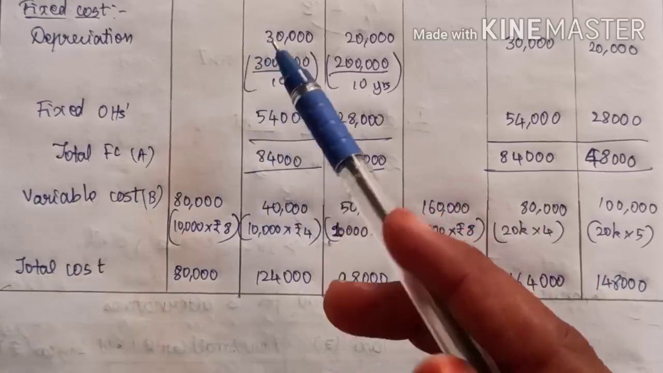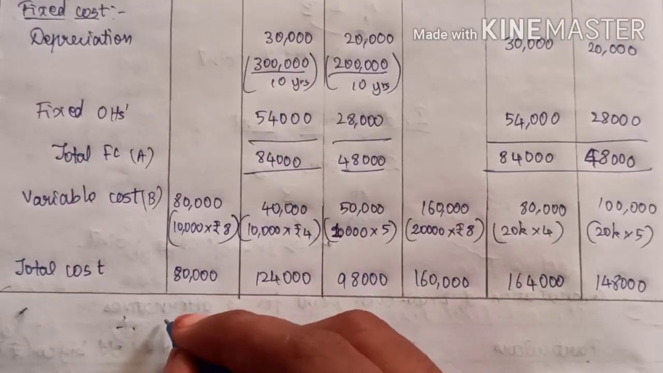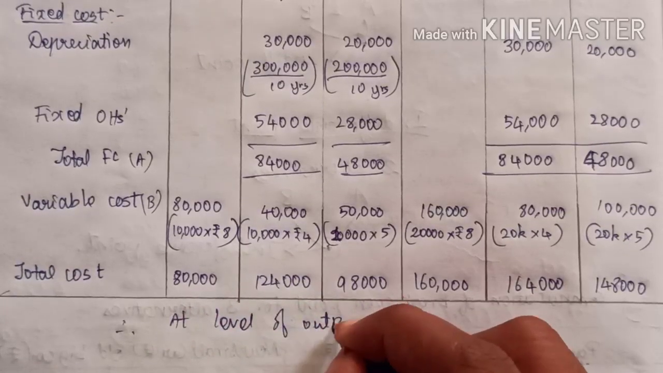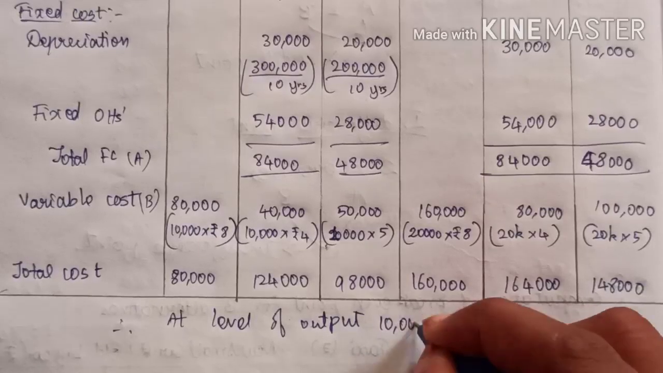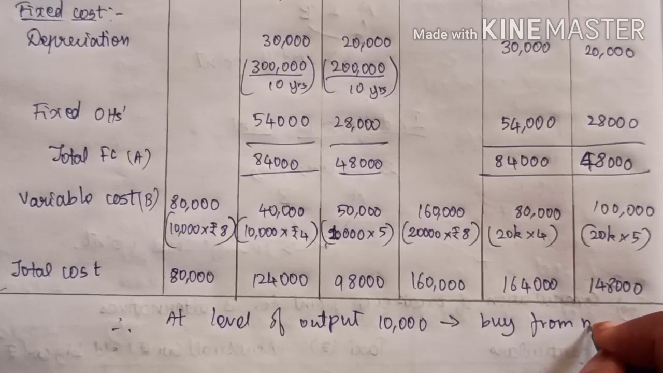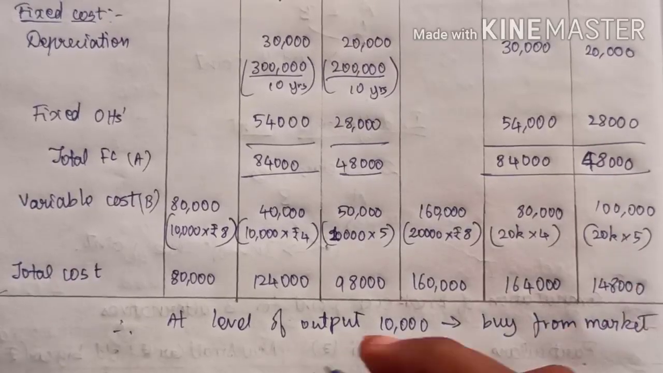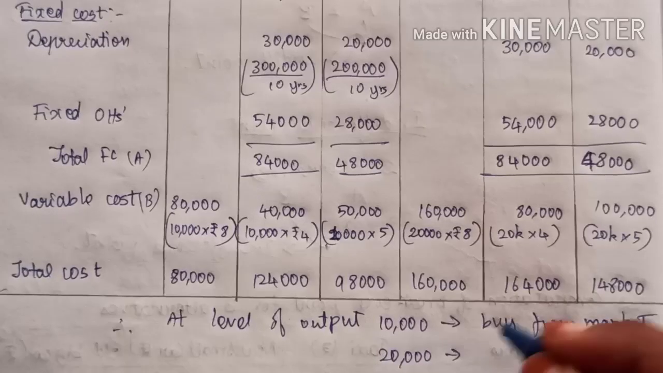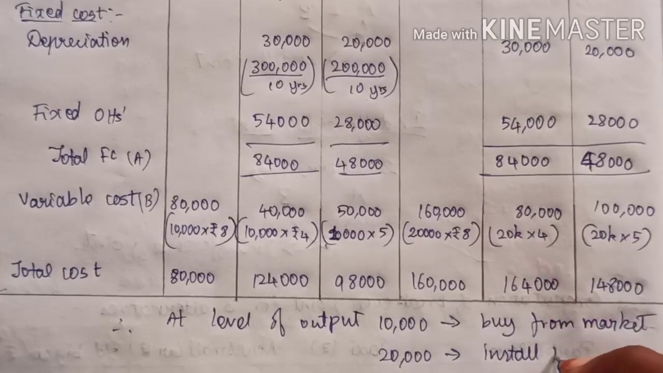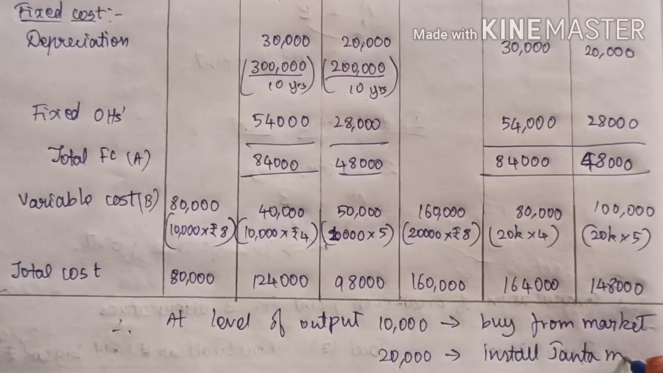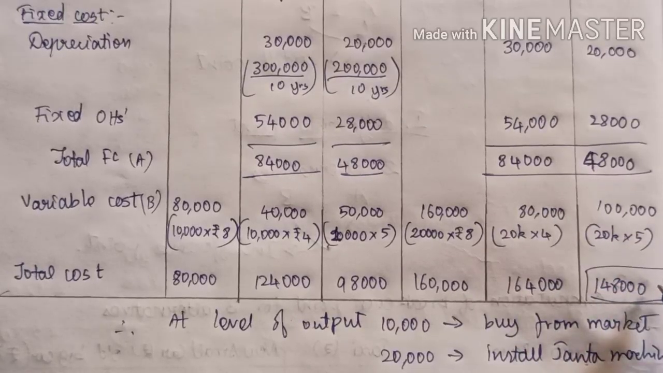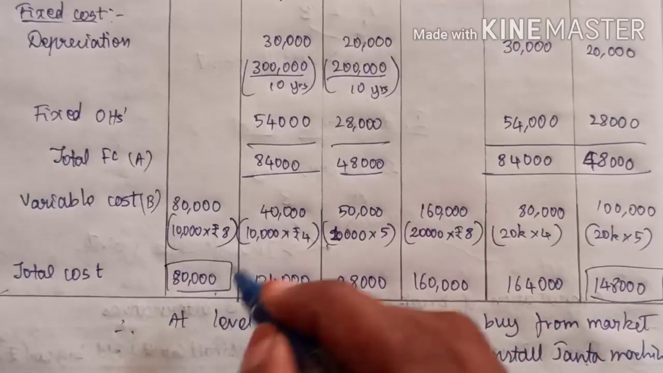That is, we have to buy from the market. So therefore, at the level of output 10,000, it is better to buy from market. And at the level of 20,000, it is better to install Janta machine. See here, it is the cheaper one, that is 1,48,000.